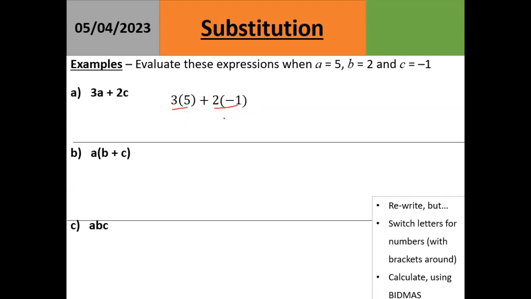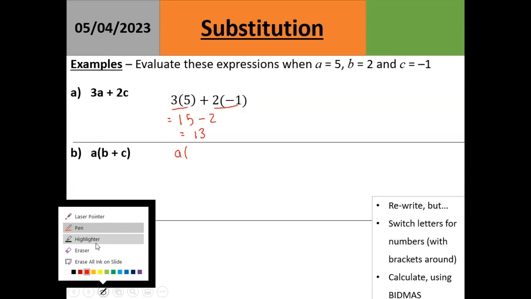Okay, let's not do that then. Okay, so 3 times 5 is 15. And then plus 2 times -1 is going to give me -2. So I'm going to get 13. Yeah. And then we have A. So, oops, I didn't want to do that. I wanted to actually put a number in there.